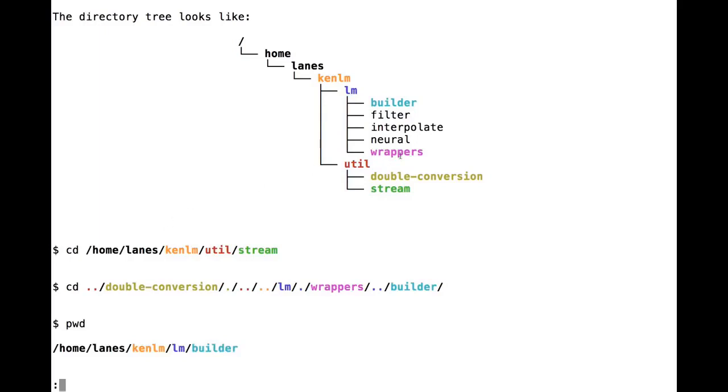And finally, builder is a subdirectory of lm. And so, ../double_conversion/../../lm/./wrappers/../builder refers to home, lanes, kenlm, lm, builder.